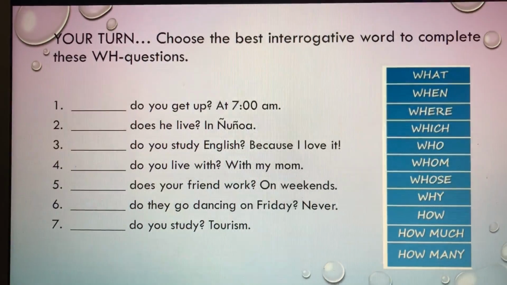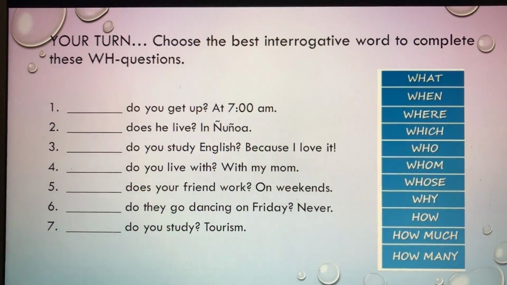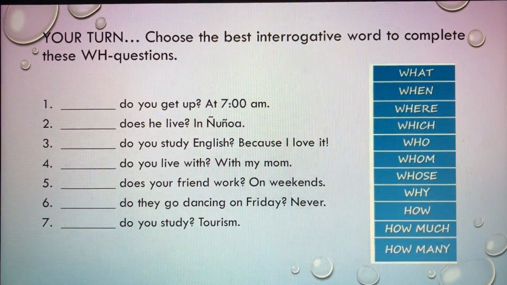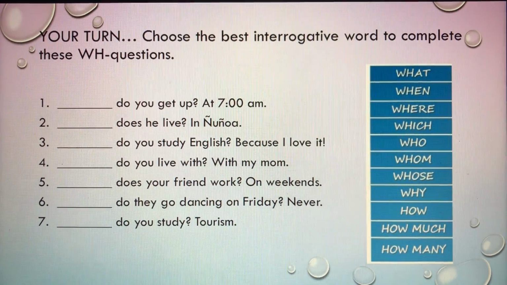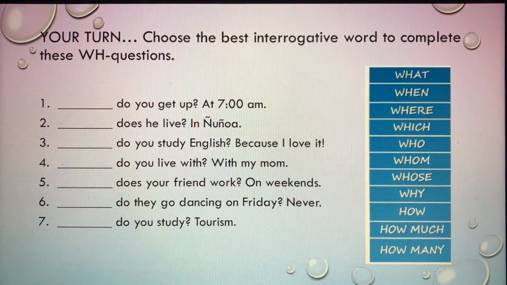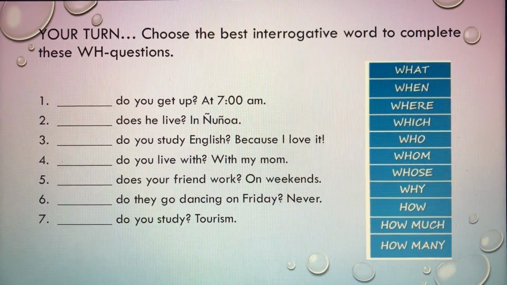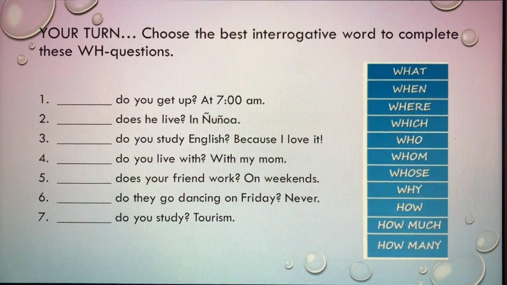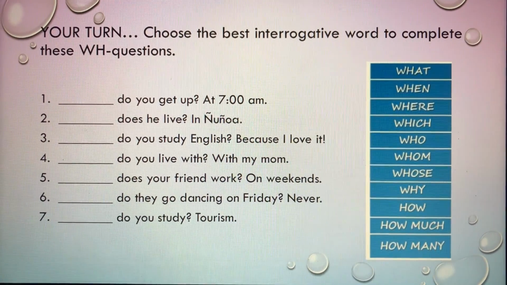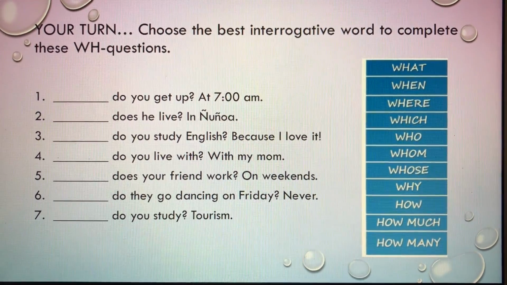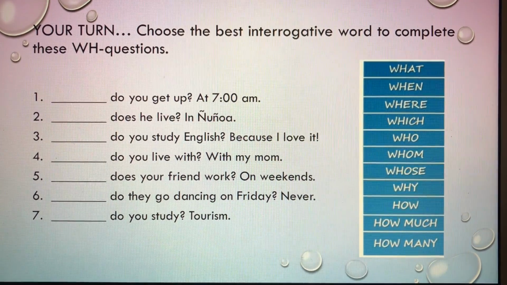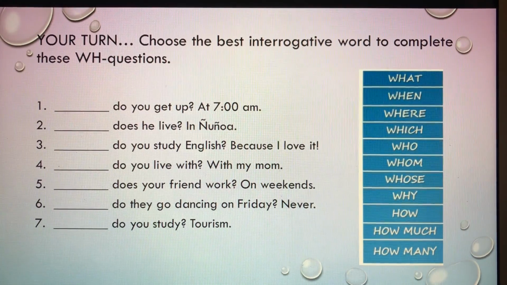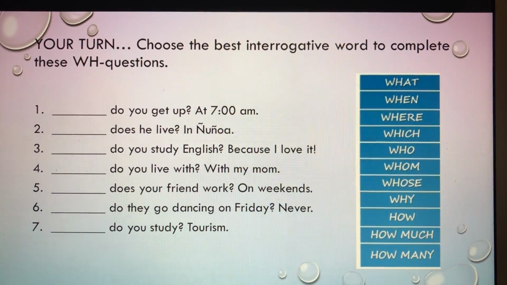So what you have to remember once again is that these WH or information questions are made so you can provide the information that people don't know. You use the question word, what, when, where, which, who, whose, why, how much, how many, what time, how often. Then do or does, then the subject, then the verb, and sometimes we have a complement. Hope this helps you. Study for the quiz.